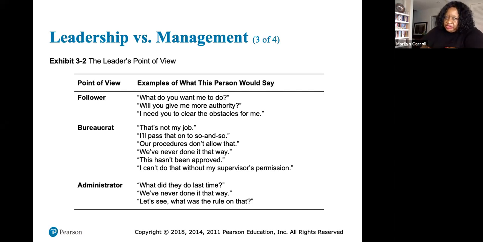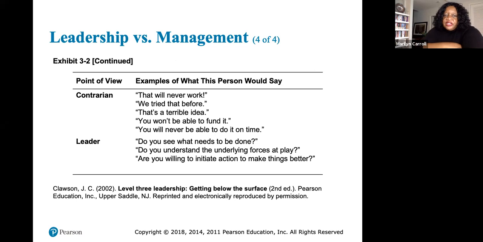Then we have the administrators. What did they do last? We've never done it that way. Let's see what the rule is for that. Let's see what's going on. The contrarian, oh my gosh, this is good. That will never work for us. We tried that before. I just don't know. That's a terrible idea. You won't be able to fund it. You'll never be able to do that on time.